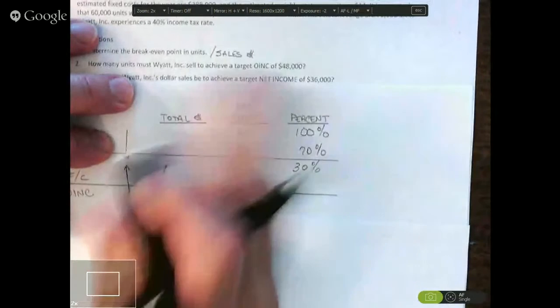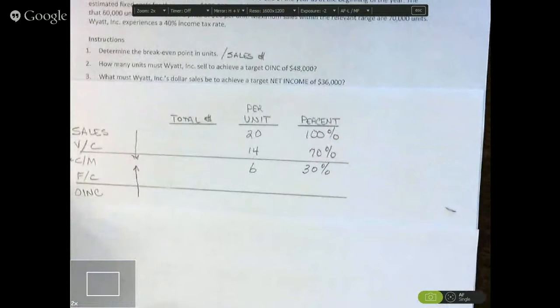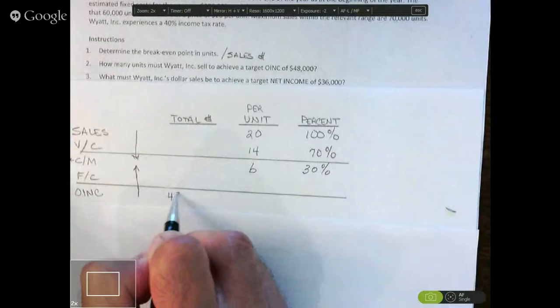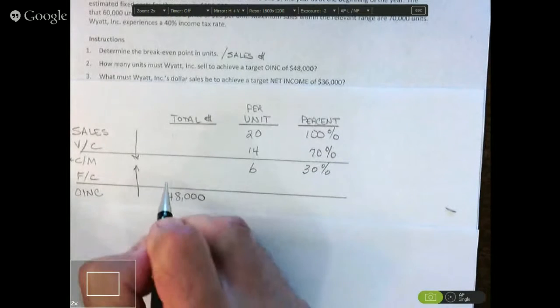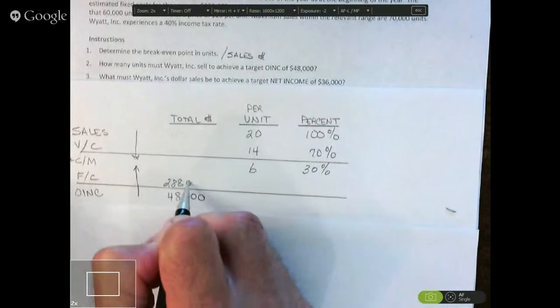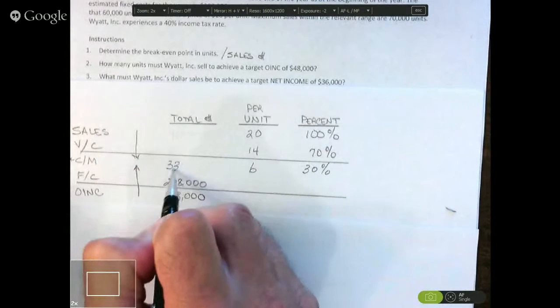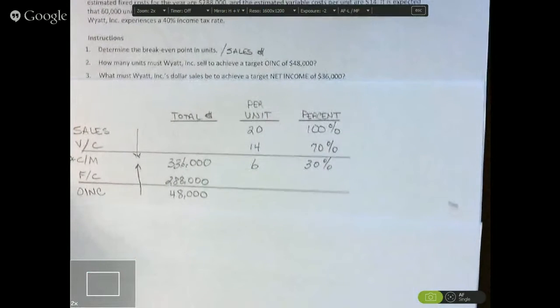What we want to do is the same type of issue. We want to work toward the contribution margin. We want to find the minimum contribution margin that will allow us to cover fixed costs and operating income. In this case, the operating income target is $48,000. We know the company has to cover $288,000 of fixed costs, so adding together $48,000 of profit and $288,000 of fixed cost will give us $336,000 as the target contribution margin that we have to achieve.